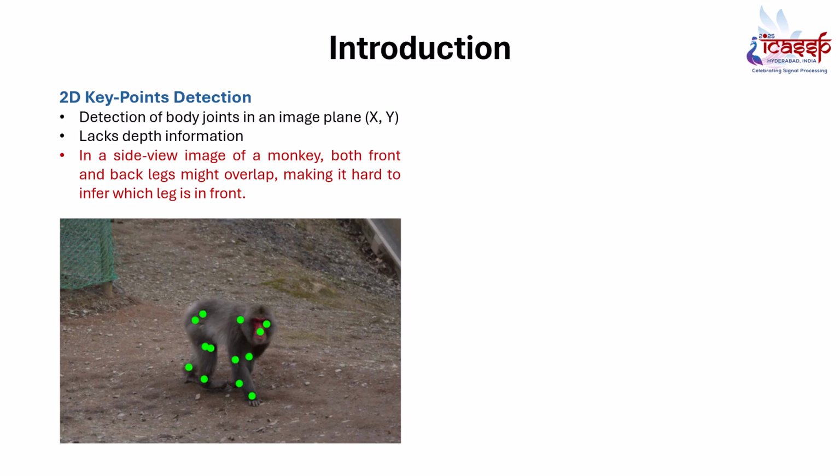While 2D pose estimation is widely used in applications like motion tracking, gesture recognition, and sports analysis, it has a fundamental limitation that it lacks depth information. This means that while we can determine the positioning of body parts in an image plane, we have no direct understanding of how far or close these parts are from the camera.